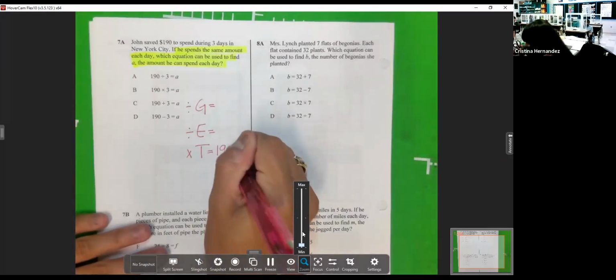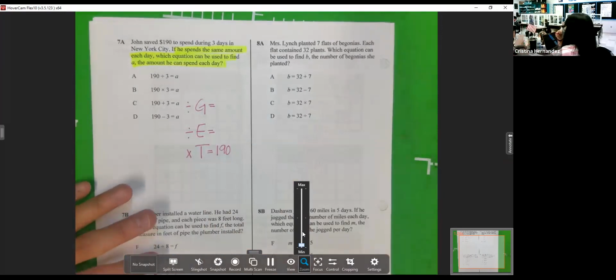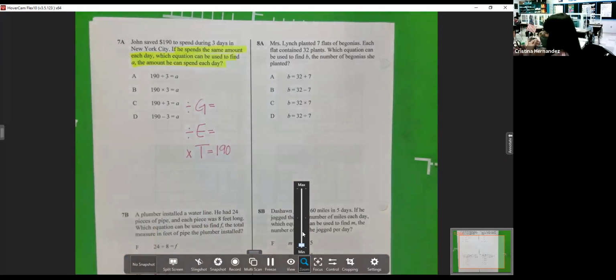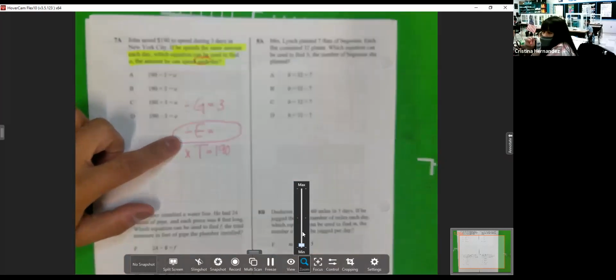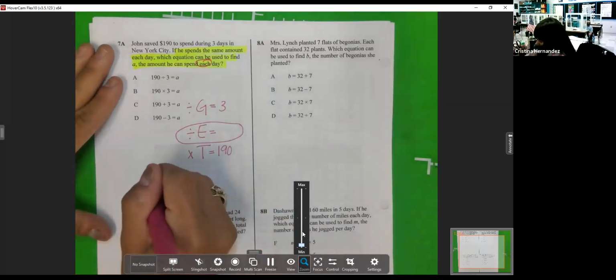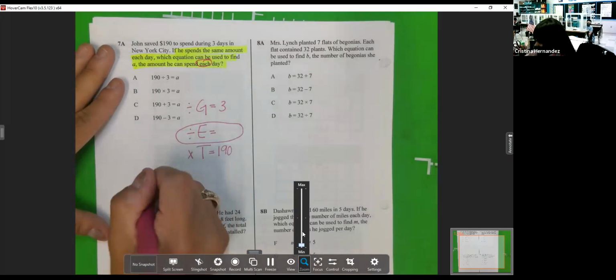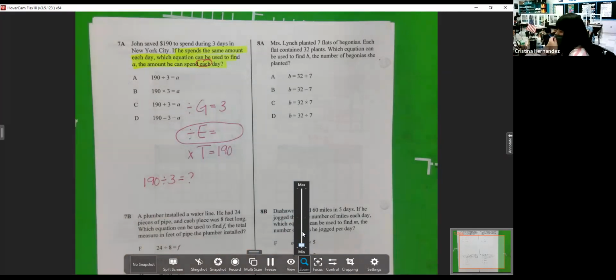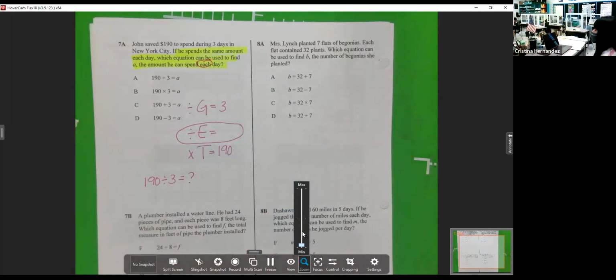190. So that's going to go on T. And then the groups would be how many days is he there? 3. So what are we going to do here? We're missing our E, which is telling us we need to do what? Division. So we would do 190 divided by 3. Do you see? So is the answer A? Yeah, you see how I got that? This is what y'all have to do. When you see that word each, I think 99% of the time it's going to be get.